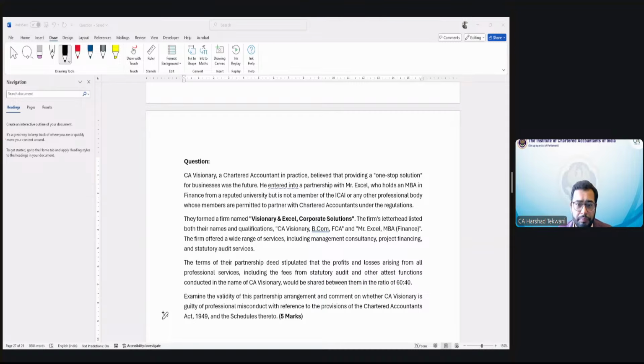But the thing is that as of now, the council has not provided for forming a multidisciplinary firm. So even though regulation 53A allows a partnership with the MBA, till now the institute is not allowing to form a multidisciplinary firm with others. So hence it's guilty of professional misconduct under clause 4. Okay, guilty of professional misconduct under clause 4. Anyone else with some different answer?